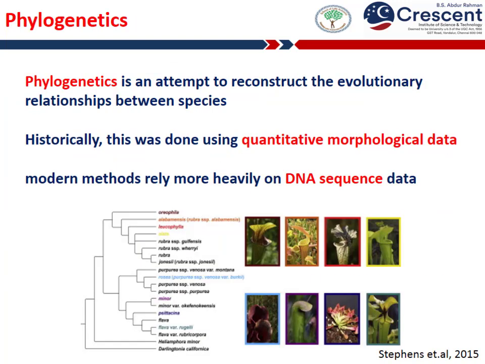Next, we will see phylogenetics and its applications in plant bioinformatics. Phylogenetics is an attempt to reconstruct the evolutionary relationship between different species of plants and also their origin. Historically, this was done using quantitative morphological data based on the external appearance of the plants. However, modern methods rely more on DNA sequence data to construct the phylogenetic tree. Here you can see a picture of a phylogenetic tree constructed for various plant species.